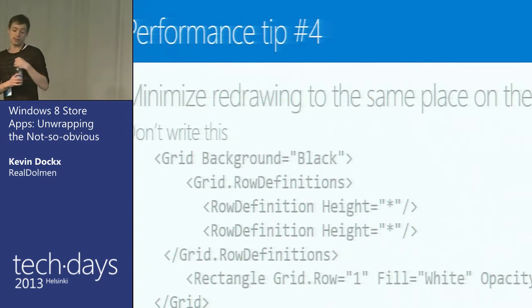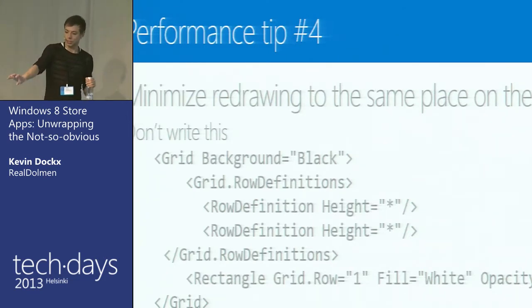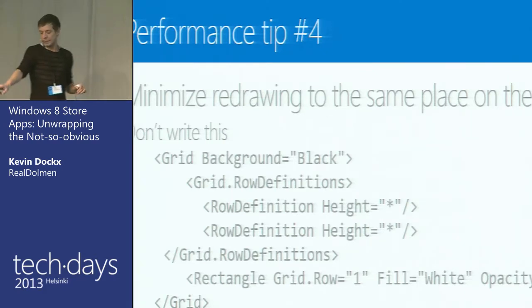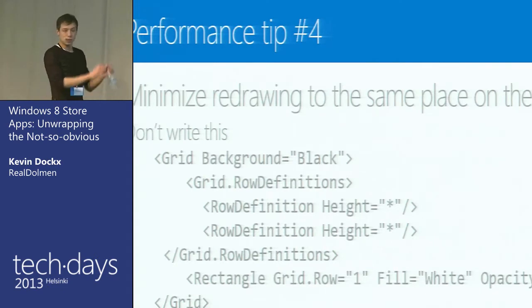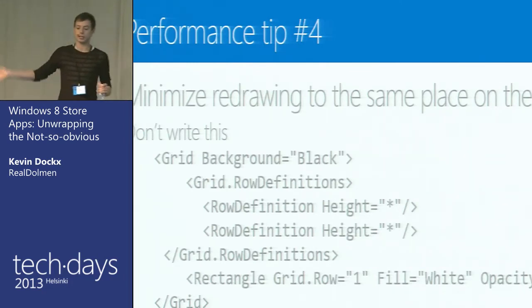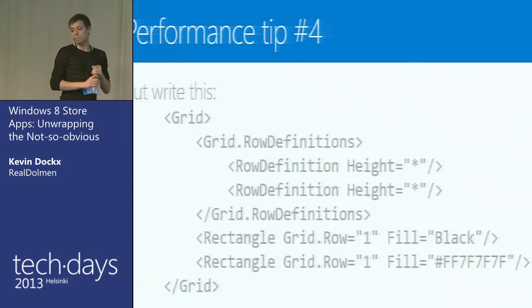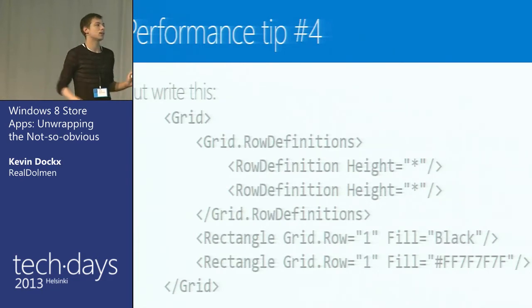This is not even that small. This really has an impact you can see quite easily. You should minimize redrawing to the same place on the screen. What actually happens here is that a grid is drawn over your full screen, so black completely, and then one row is overdrawn with white. So that means, first of all, your complete screen is drawn in black, and then part of it is overdrawn in white. It's actually better to write it like this, even though the element count is higher in this case.